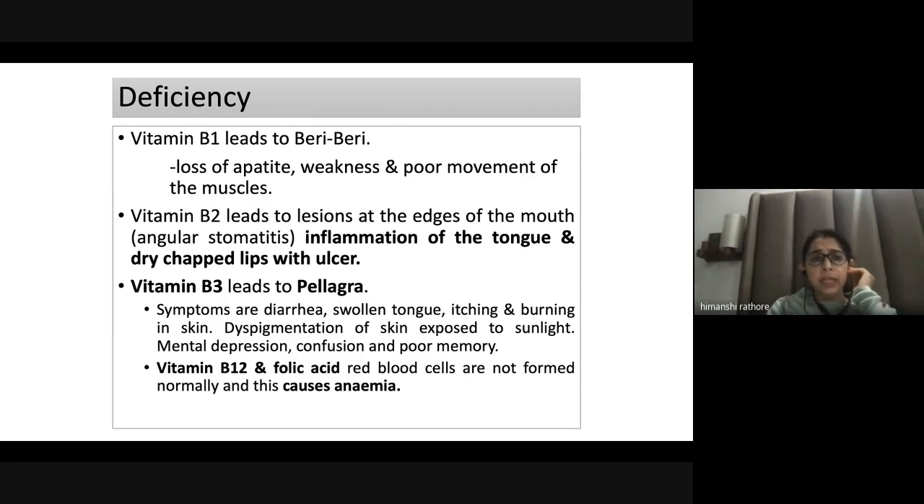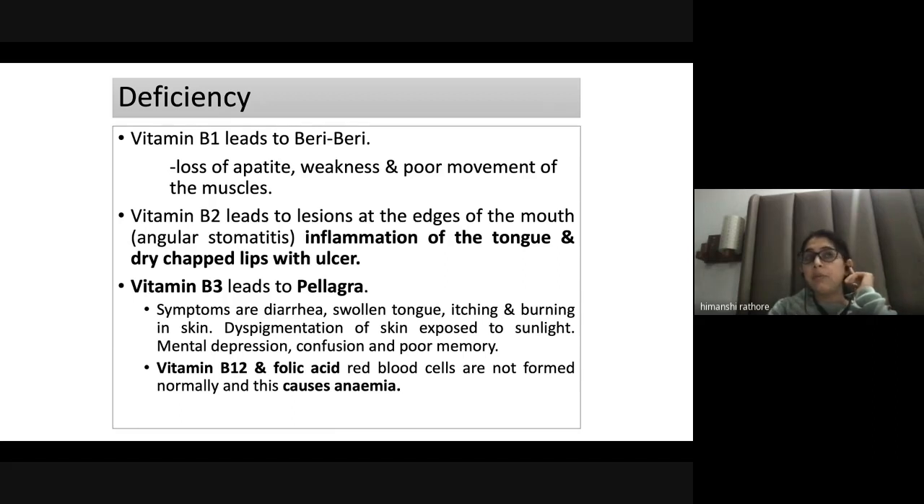Then there is a second vitamin, which is known as vitamin B2. If you are not having this vitamin, it will lead to angular stomatitis. This is nothing but inflammation of the tongue, and you must have noticed in your daily life also that sometimes you develop ulcers inside the mouth. This is because of the deficiency of vitamin B2.